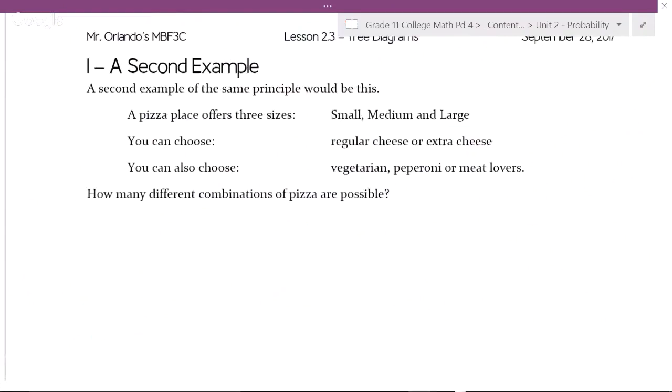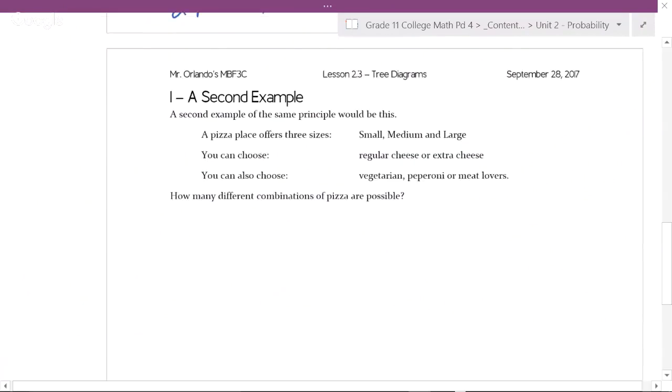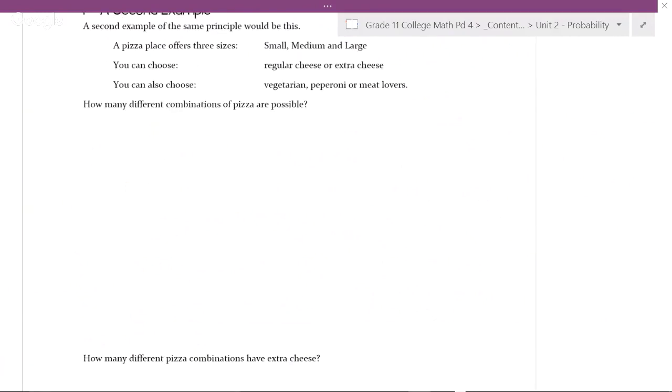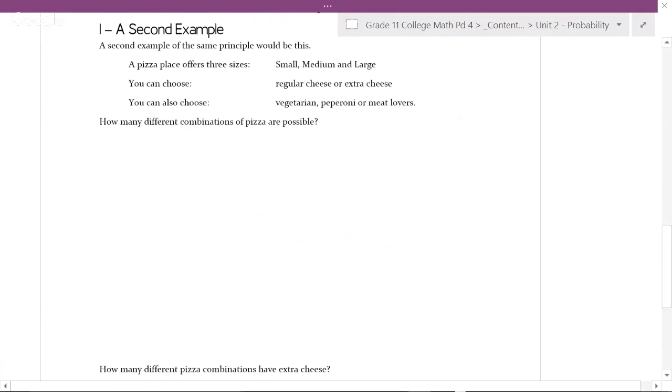On the back, we'll do one more example. And if you want, you can pause this video and try and do it yourself. I think that's a good idea. And then once we've done that, I can follow along. So we're looking at a pizza place, and the first thing they give you is a choice of size, followed by a choice of cheese, followed by a choice of toppings.